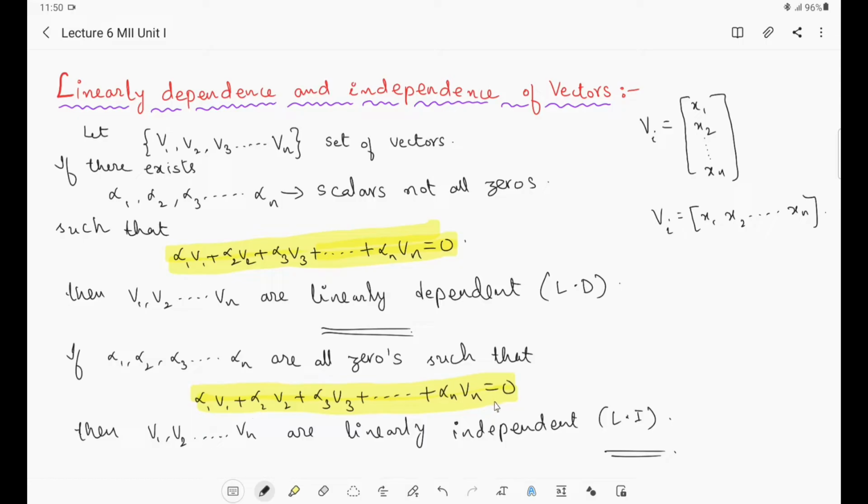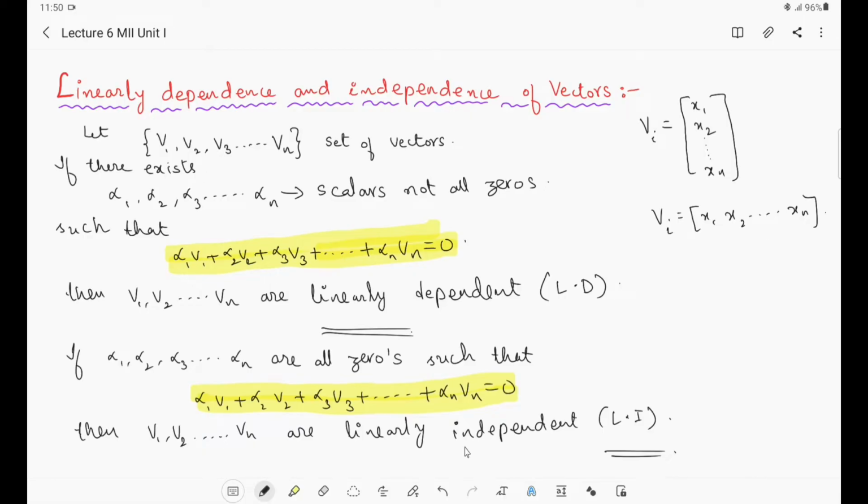Suppose I write it like this: alpha 1 v1 plus alpha 2 v2 and so on up to alpha n vn equals 0. If I am not able to find scalars alpha 1, alpha 2, alpha 3, ..., alpha n that are not all zeros, meaning I am able to find only zeros, then the vectors v1, v2 and so on up to vn are said to be linearly independent. This is the formal definition of linearly dependent vectors and linearly independent vectors.